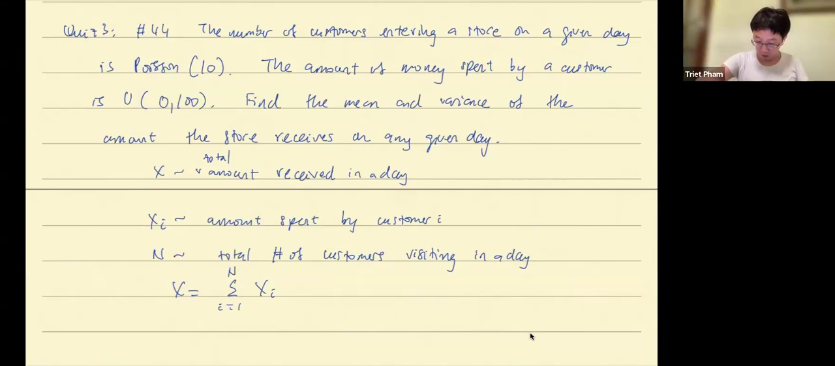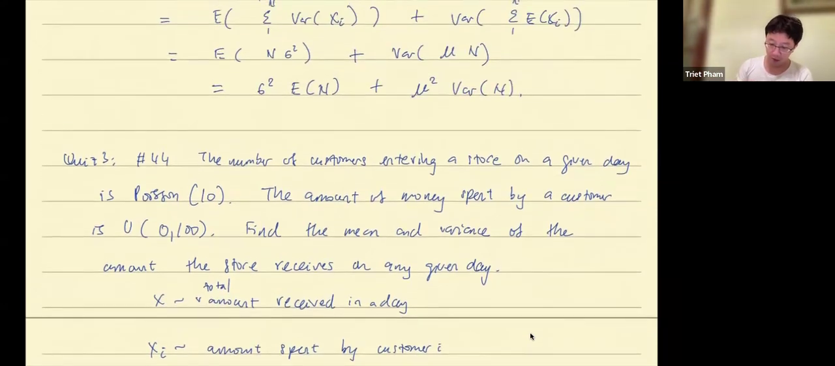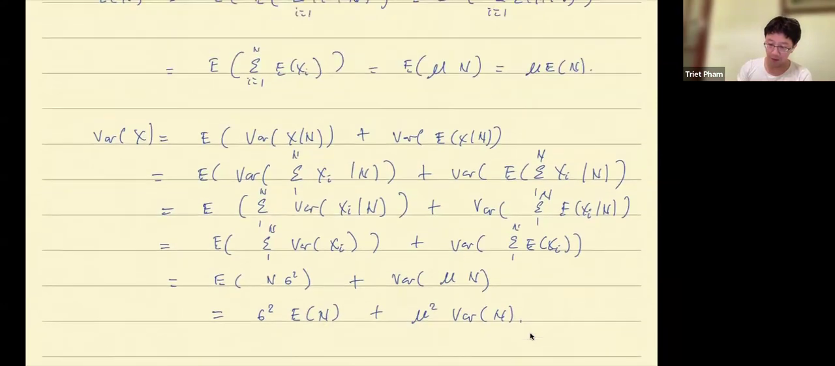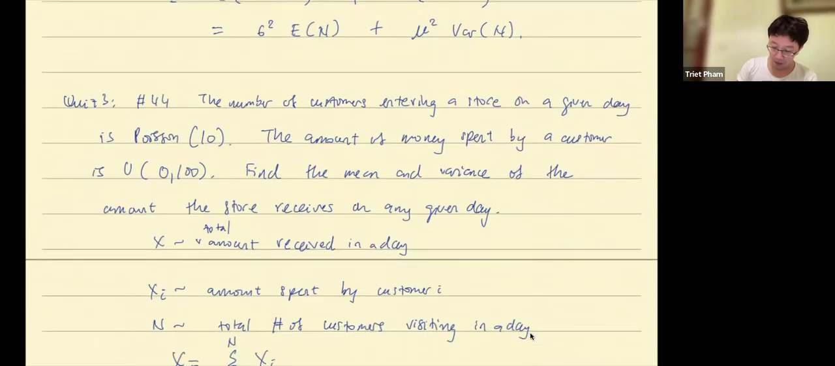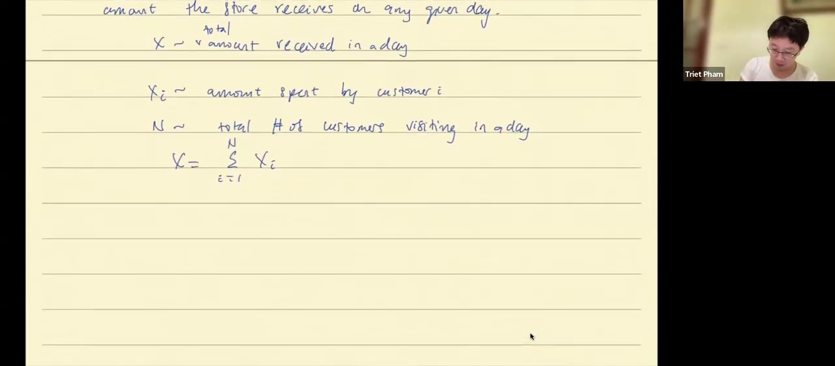And so once we realize that it's a compound random variable, then all we have to do is just apply the formulas. That's it. You can repeat the calculation. It will be useful for you to repeat the calculation to remember where the formula comes from.